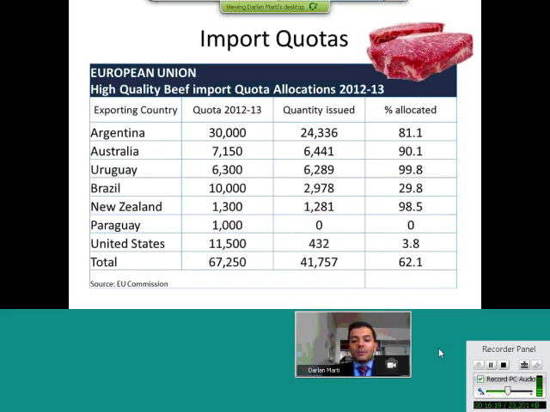First example is this one. Trinidad and Tobago might not implement import quotas, but you have several governments in the world that import goods subject to certain quotas. An example here on screen is imports of high-quality beef into the European Union market. The European Union has a regulated system to import beef, and that system is based on quotas. Each country that trades with the EU has a quota for beef. So what you see here, for instance, is that for 2012-13, Argentina was allowed to export 30,000 tons of beef into the EU. Australia a little bit more than 7,000.